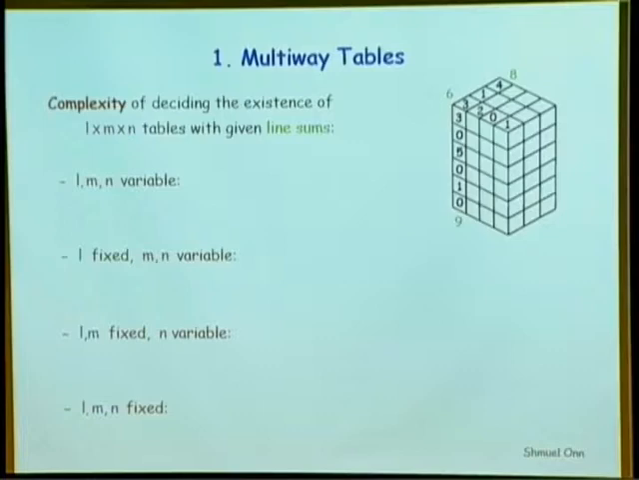So large and variable part of the input. And if it is blue, it means that this is fixed. So I'm looking at four situations. If all of them are variable, this is the hardest situation. Obviously, that's clear, right? If all of them are fixed, 5 by 5 by 10, it's easier, right? So the complexity should go down as we go down here.